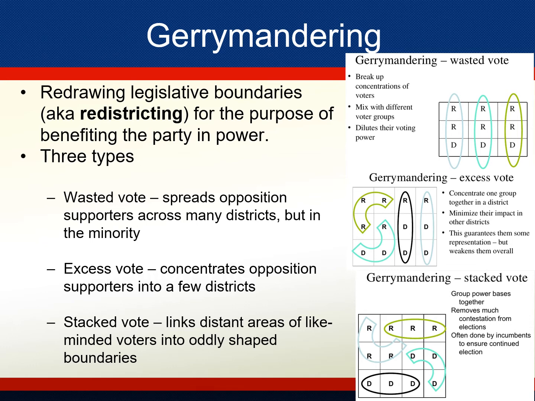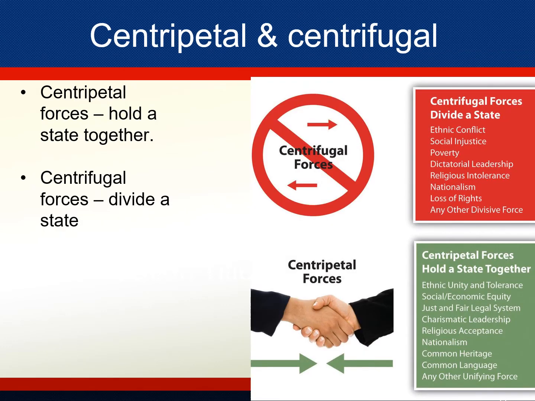There are three different types of gerrymandering. The first is called a wasted vote. This spreads opposition supporters across many districts, but in the minority. The second is an excess vote, which concentrates opposition supporters into just a few districts. And then stacked vote, which links distant areas of like-minded voters into these oddly shaped boundaries. So if you see a map and you see a district that looks all crazy, it means it's a gerrymandered district.